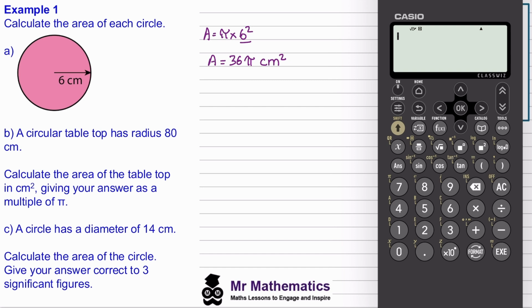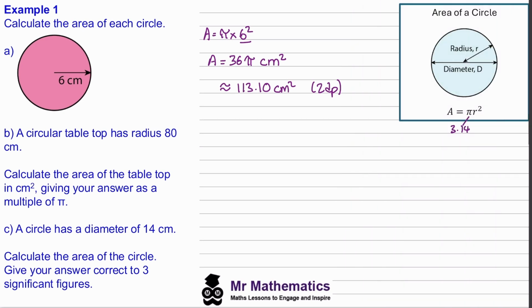If we enter 36 pi, execute that, and then change the format to a decimal, we get approximately 113.10 centimeters squared to 2 decimal places. Okay? So it's often easier to do your working out as a multiple of pi and convert it to a decimal if you need to at the very end.